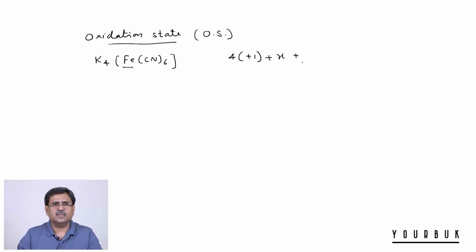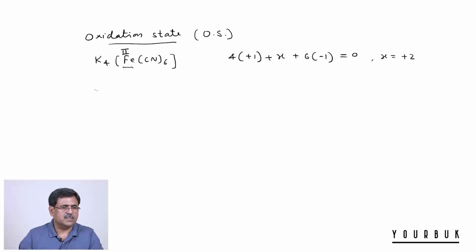And we also know that CN carries a charge of -1 and there are 6 cyanide ions in this case. So we write 6 into -1 and the whole complex is electrically neutral. It does not carry any charge, so equals to 0. And then we calculate X, X comes out to be +2. And we write this oxidation state of metal in a coordination compound in Roman numerals. So the oxidation state of iron in potassium ferrocyanide is +2.